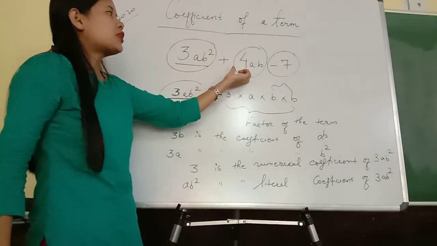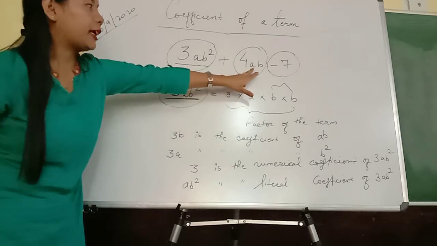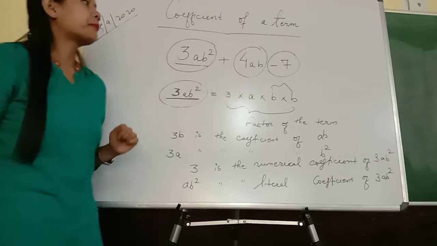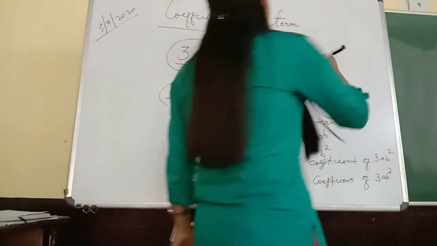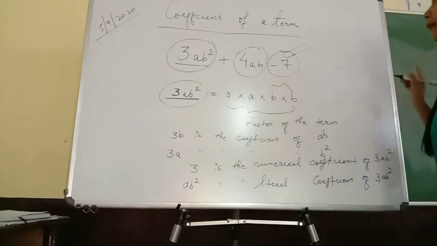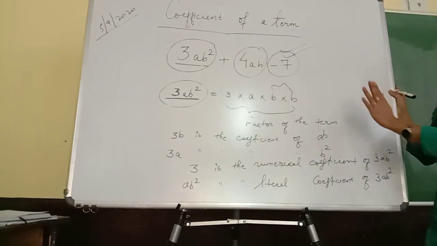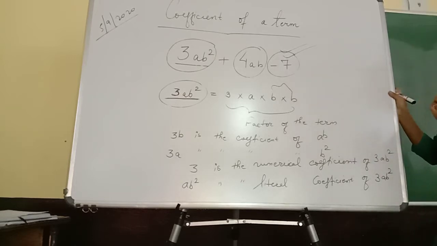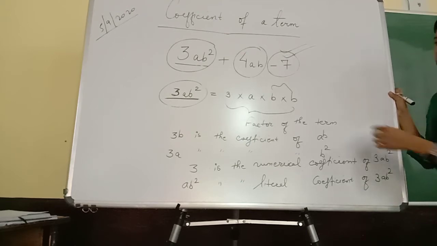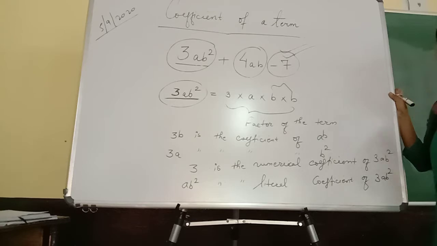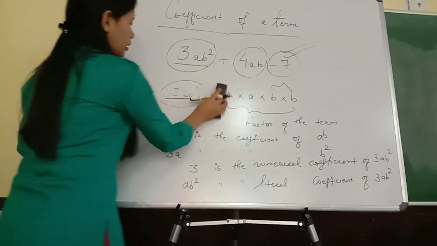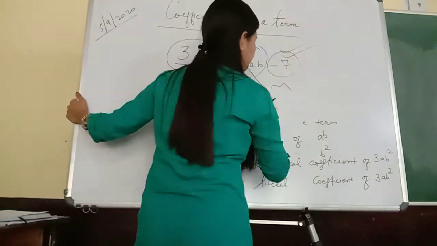If in this term you want to know the literal coefficient, then ab is the literal coefficient of the term 4ab. Saying this, what about this term? What is the coefficient of this term? Children, if you look at this term, this is a constant term. When we are dealing with the constant term, we do not have the coefficient. It is just the constant term. So this is all about the coefficient of a term. Let me take one more example.